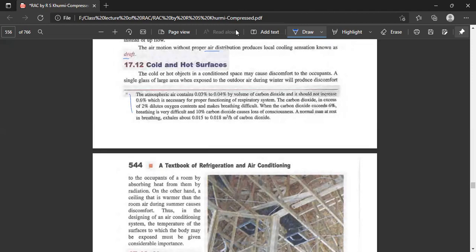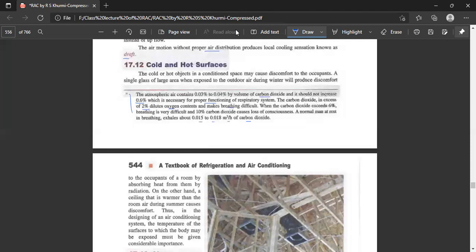Atmospheric air contains 0.03 to 0.04% by volume of carbon dioxide, which should not increase to 0.6%, for proper functioning of the respiratory system. Carbon dioxide in excess of 2% dilutes oxygen and makes breathing difficult. When the carbon dioxide exceeds 6%, breathing is very difficult. 10% is a cause of loss of consciousness. A normal man at rest exhales about 0.015 to 0.18 cubic meter per hour of carbon dioxide.